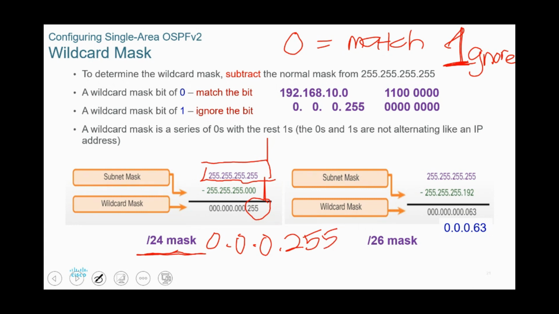Alright, so next, what if you have a /26 mask? When you have the /26 mask, same thing, you subtract from the normal mask, which is 255.255.255.255, your /26 mask. When I convert the /26 to the subnet mask, I will get 255.255.255.192. So 255 for your normal mask minus your subnet mask, you will get 0.0.0.63 when you convert it into decimal. So that will be your wildcard mask.